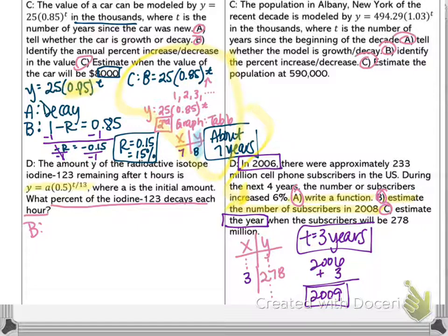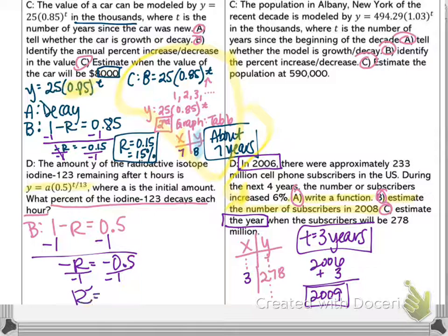So if I have the decay model, that's 1 minus R, is equal to what I was given, which is 0.5. All right, I'm going to solve for R. Subtract 1 on both sides. I end up with negative R equals negative 0.5. Divide by that negative 1, and I get R is equal to 0.5 or 50%.